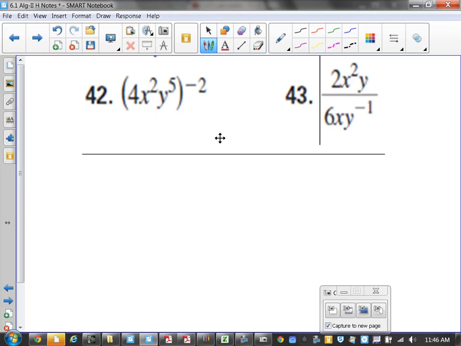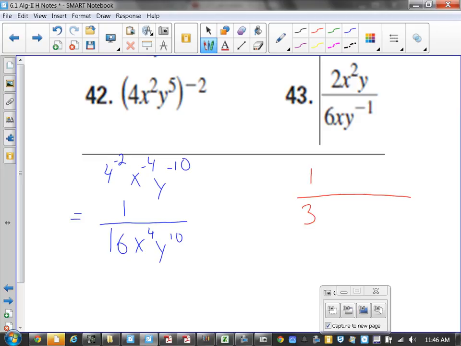Once again, raising everything out, so you have 4, -2, x to the -4th, y to the -10th. What people screw up when you have a whole bunch of stuff raised to that negative exponent, you're going to change your signs of the exponents, but forget to put it underneath 1. Happens all the time. Okay? And then lastly, numbers first. You get 1/3. X squared over x, who wins? X squared. And then y over y to the -1.